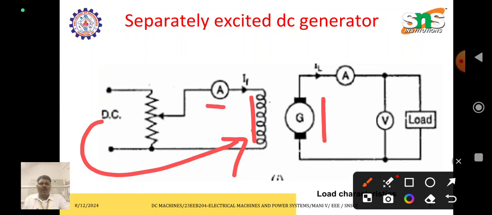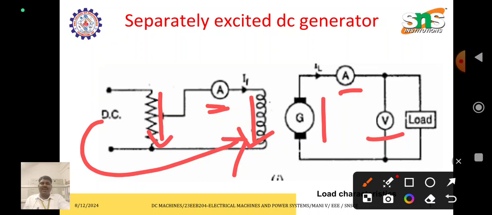The ammeter is used to measure the amount of current supplied to the field, and this is to measure the voltage and current supplied from the armature of the DC generator. Initially the rheostat is in the maximum position, so the resistance is high. Because of high resistance, the field current will be very low.